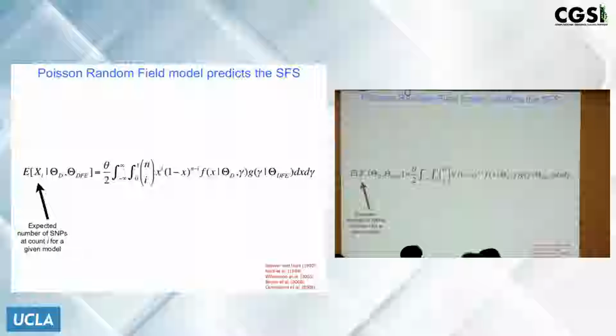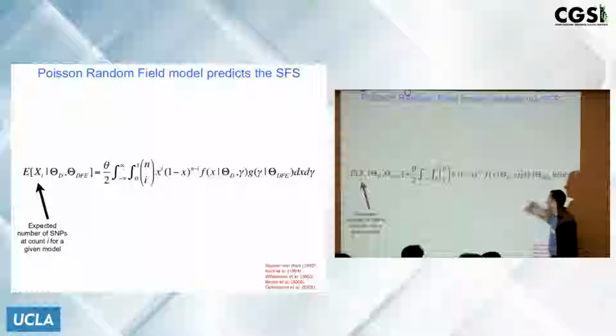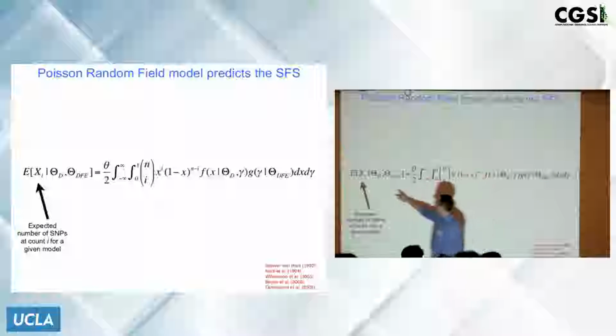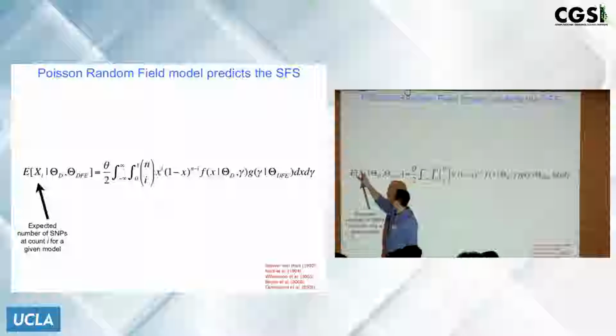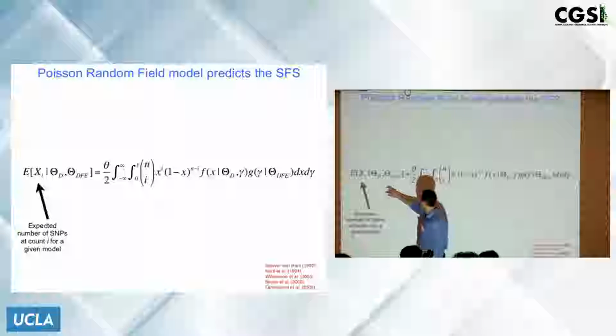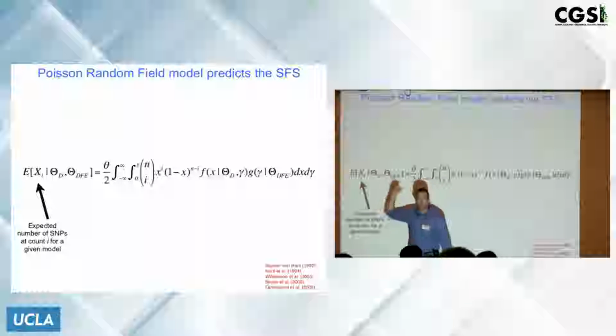So how does this actually work in practice? Here are some of the key references that came before we jumped in, that derive some of the key results. The idea is this is coming from our model of evolution. We can then ask, how many SNPs at frequency i would we expect to see in our sample? We're writing that as a function of the demographic model, that's the capital theta d, and the distribution of fitness effects.